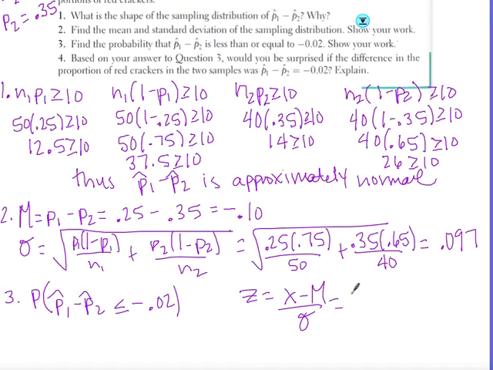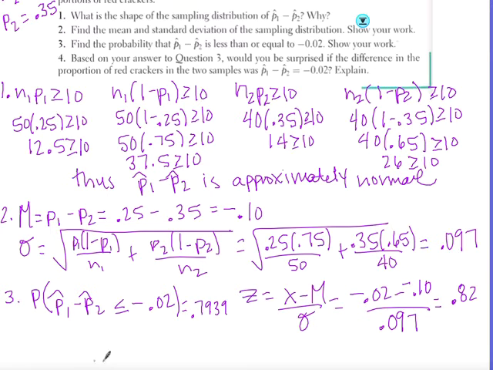Your x here would be the negative 0.02 that came from your problem. The mu, of course, would be what you got up here, so the negative 0.10, and you would divide it by 0.097 that you got here. Whenever you do that, that would give you 0.82. Then you would look on the table for 0.82, and you would see that you got 0.7939.